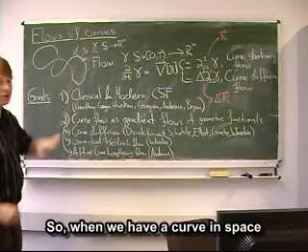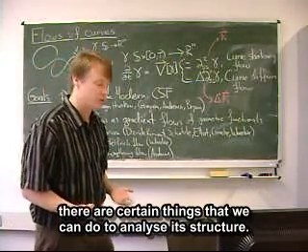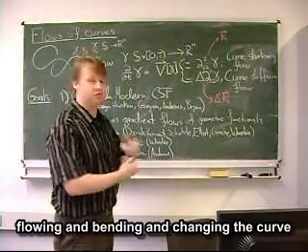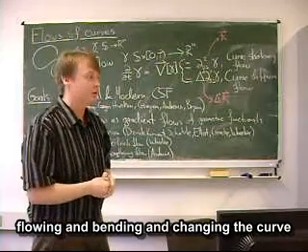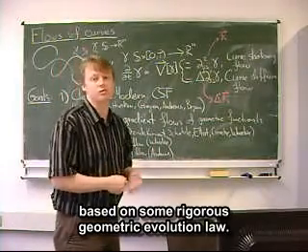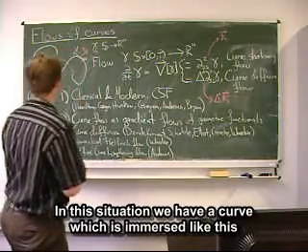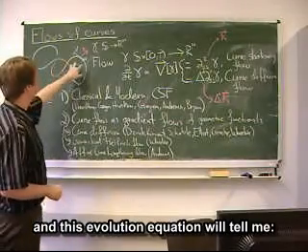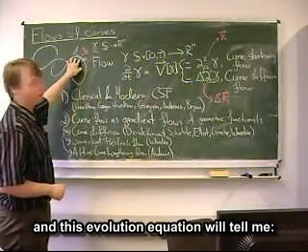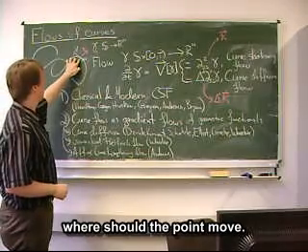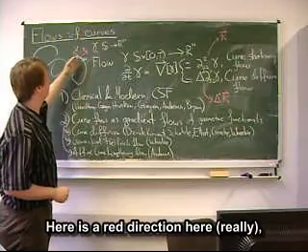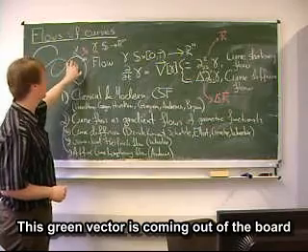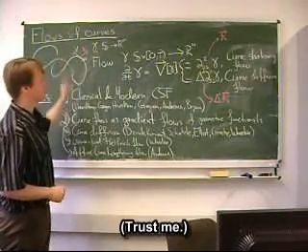When we have a curve in space, there are certain things that we can do to analyze the structure. And one of the things which I like to do is to start flowing and bending and changing the curve based on some rigorous geometric evolution law. If we have a curve which is immersed like this, then this evolution equation will tell me at every point on the curve where the point should move. Here is a red direction, this one might be one evolution equation. This green vector is coming out of the board, and this blue vector is going back into the board.